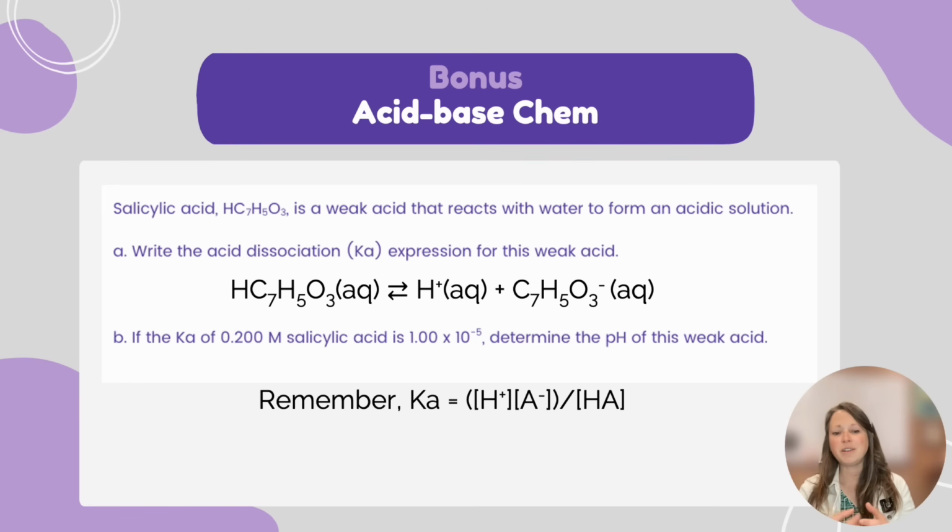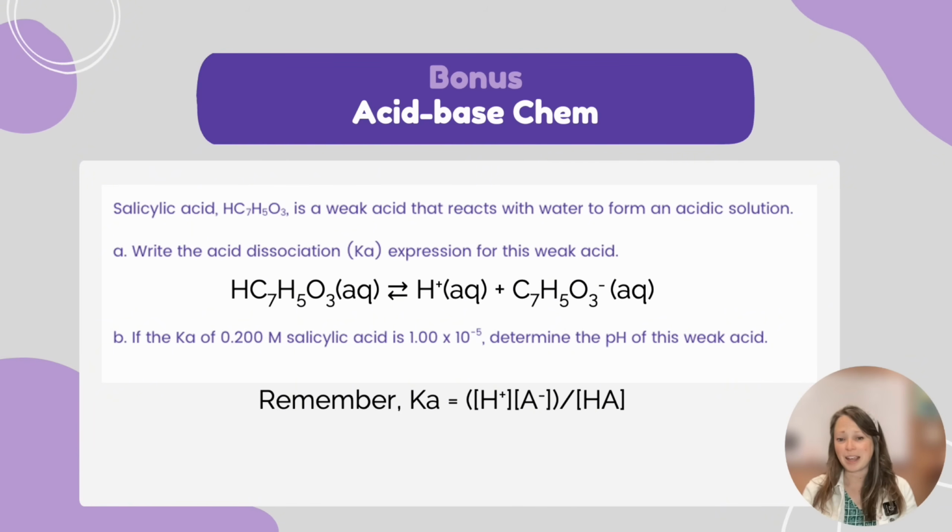Next part, if the Ka of a 0.2 molar solution is 1 times 10 to the -5th, determine the pH of this weak acid. So now I'm looking at that acid dissociation expression, and I'm thinking, okay, Ka is equal to the concentration of H plus times the concentration of the conjugate base over that initial concentration of the weak acid. This is always true for every single weak acid because we're losing 1 proton at a time.